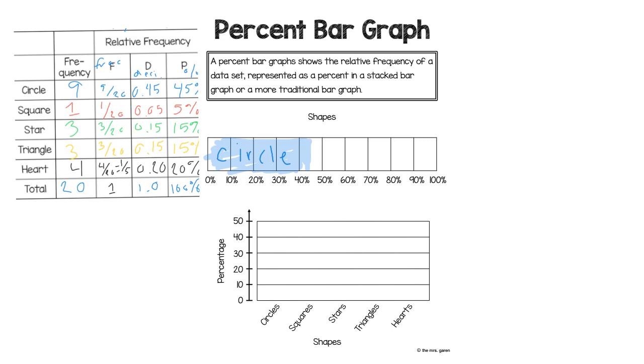The next thing we have is our squares. And we said our squares was 5%. So what we're going to do is add 5% to that. So we're going to start where we ended right here at 45%, and we're going to add 5%. So 45 plus 5 is 50. So we're going to shade in between 45 and 50. And that right there is equal to what our square was.